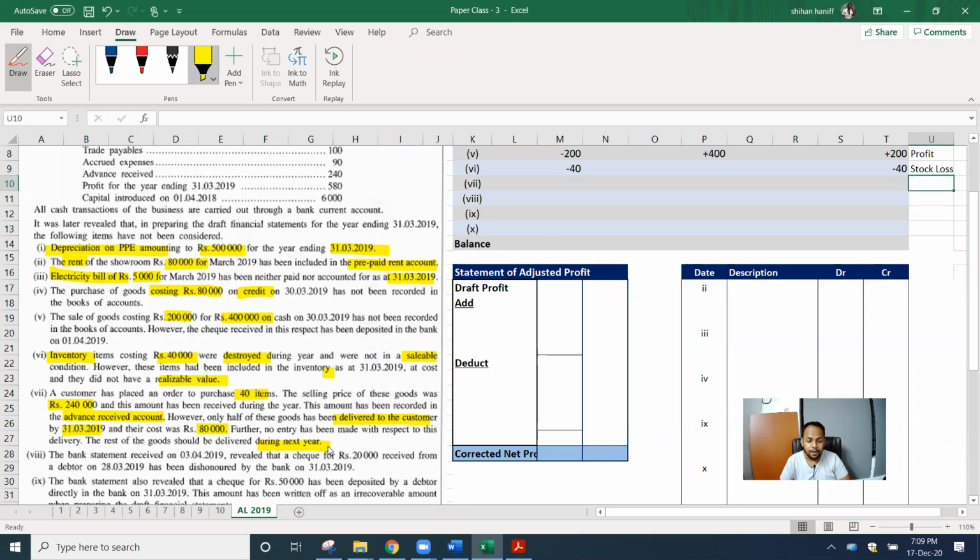Recognition. And so only 80,000 worth of goods have been sold, have been delivered. So the revenue related to 80,000 should be recognized as the income. The remaining 50% should be recognized as an advance. It's a pay receipt, right?